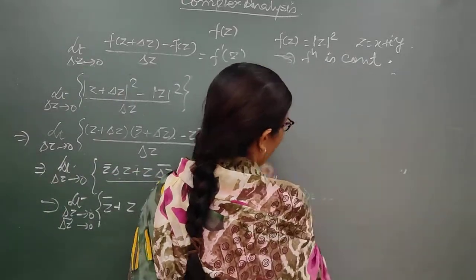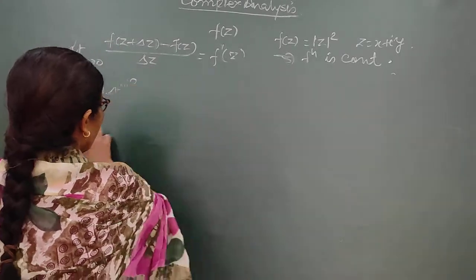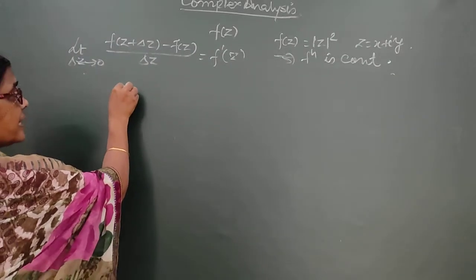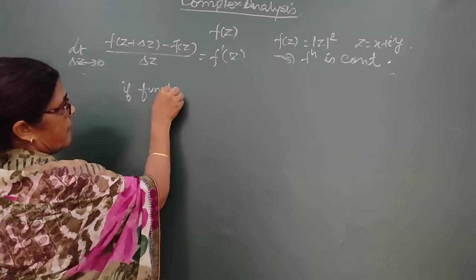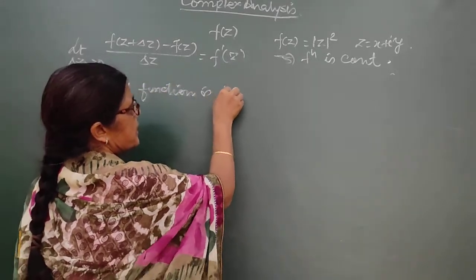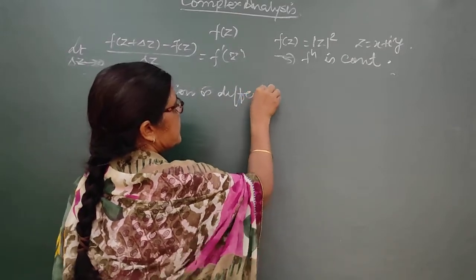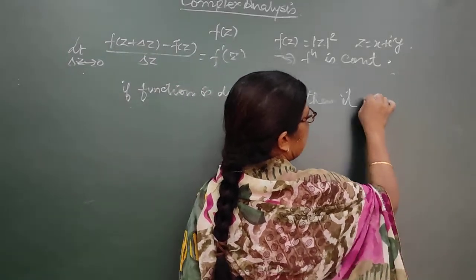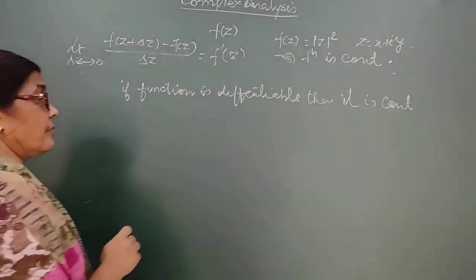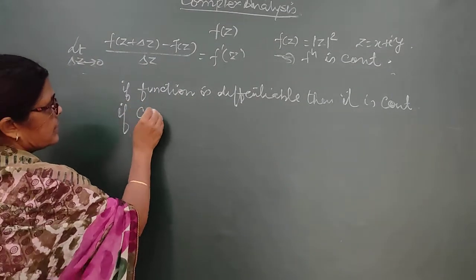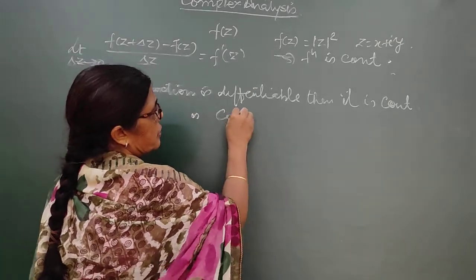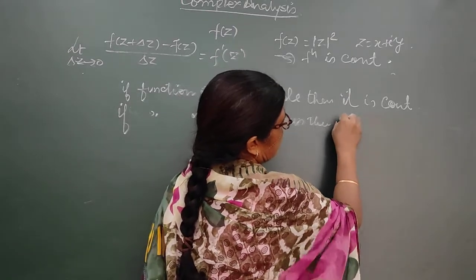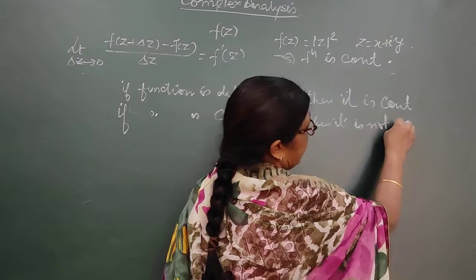So it is a very important and an interesting example for this part: if a function is differentiable, then necessarily it is continuous. But the converse is not true: if a function is continuous, then it is not necessarily differentiable.